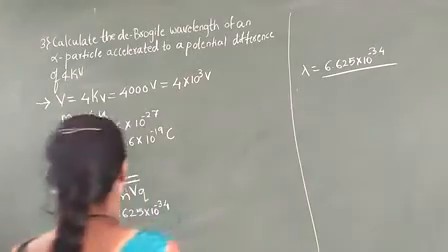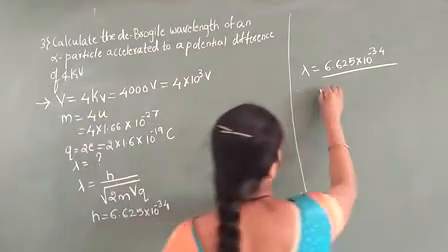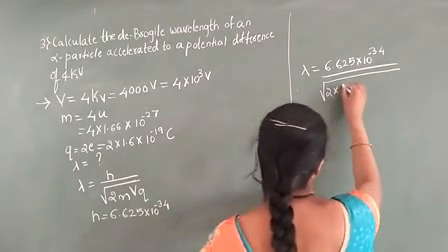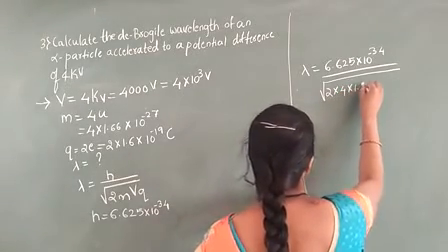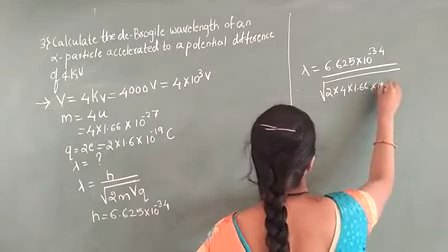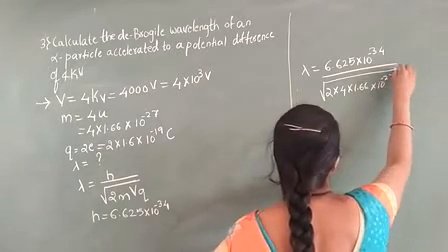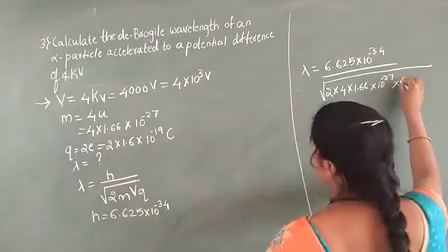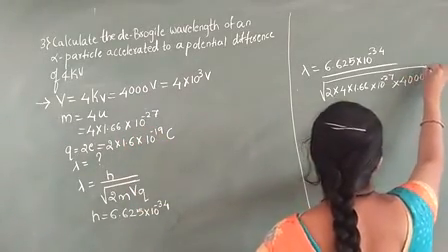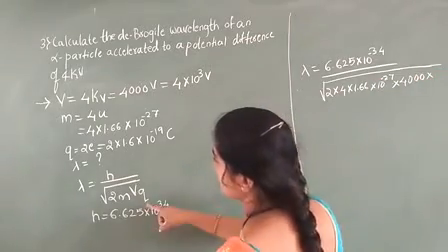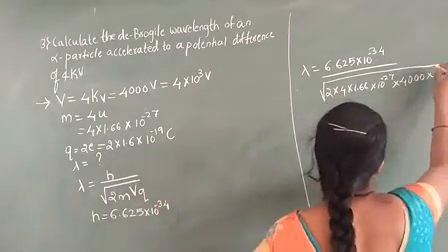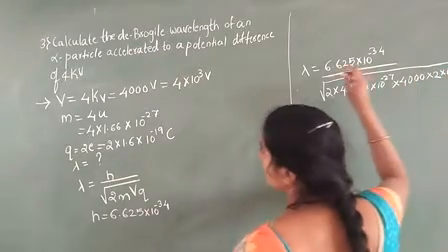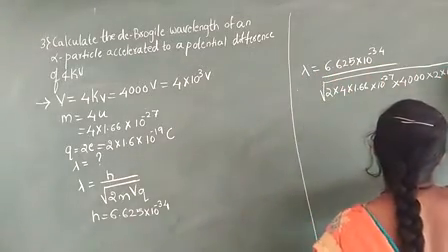divided by root of 2, the value of the M is 4 into 1.66 into 10 raised to minus 27, and V is 4,000. Next Q, 2 into 1.6 into 10 raised to minus 19 coulomb.